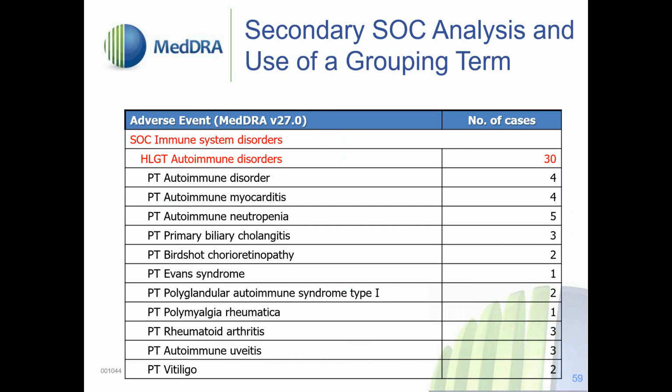And returning to the original slides from this exercise, we can now have a different view on our data using the secondary SOC allocation and HLGT autoimmune disorders to demonstrate that our data set contained 30 possible cases of autoimmune disorders out of a data set for 49 patients. And you see the PTs representing autoimmune disorders here.